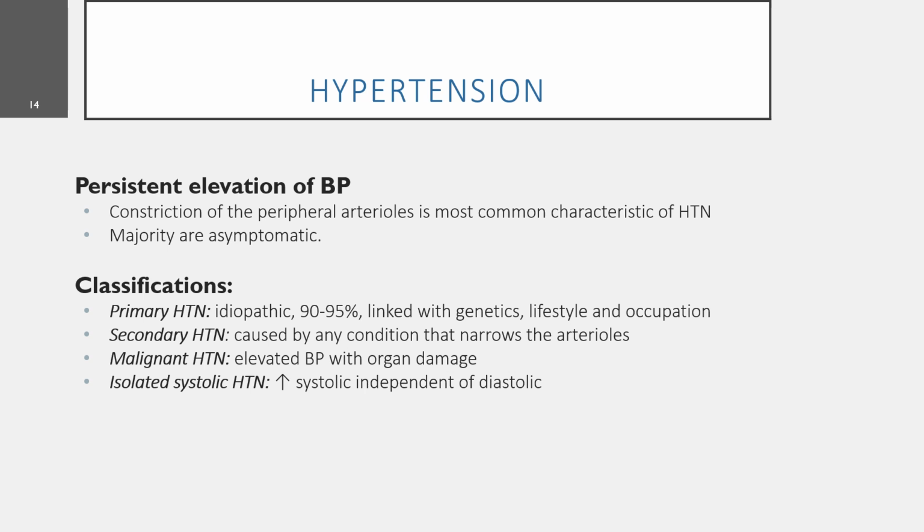There are a few different types of hypertension: primary or essential hypertension, which accounts for 90% of cases, and there is no identifiable cause. It is idiopathic. Secondary hypertension is caused by underlying medical conditions or external factors.